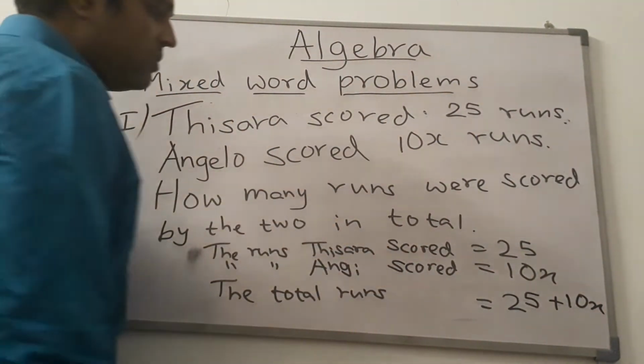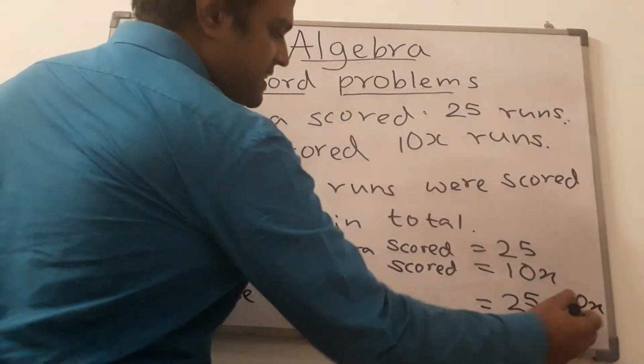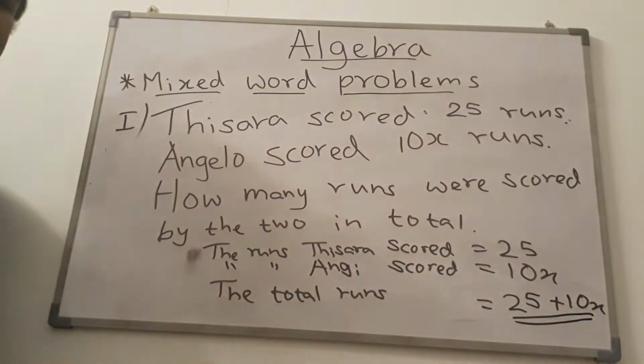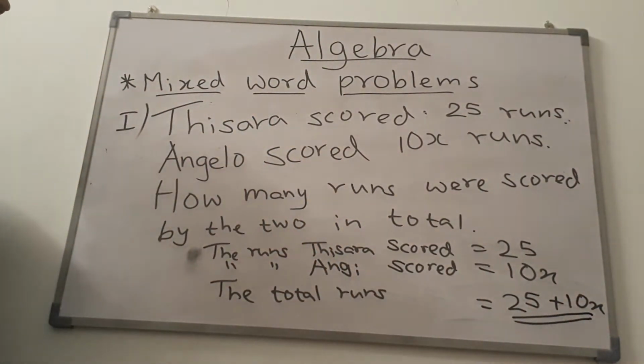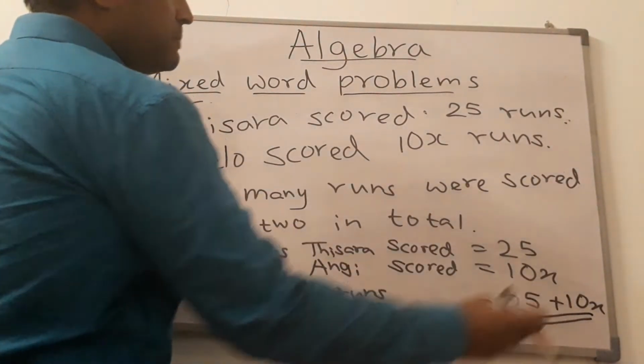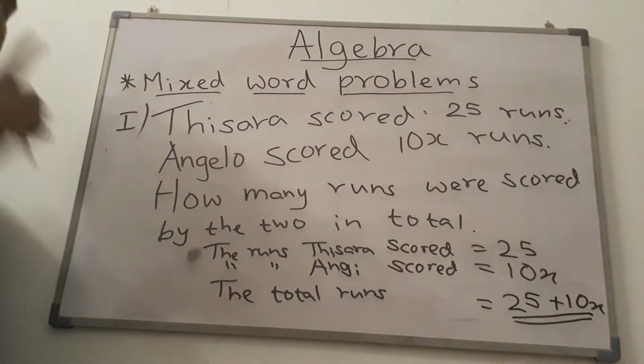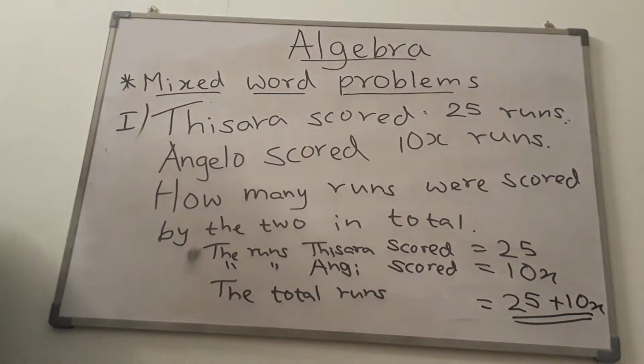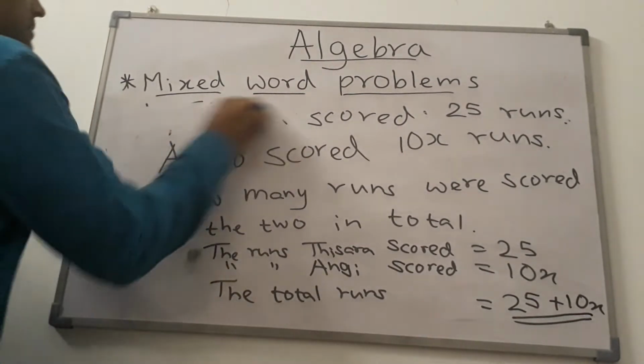Okay, so the final answer here is this expression. More than that we can't simplify. So when we add 10x to 25, just the expression is the final answer. We can't get a single term to get the sum of 25 and 10x. So the final answer is 25 plus 10x. Okay. Next example.